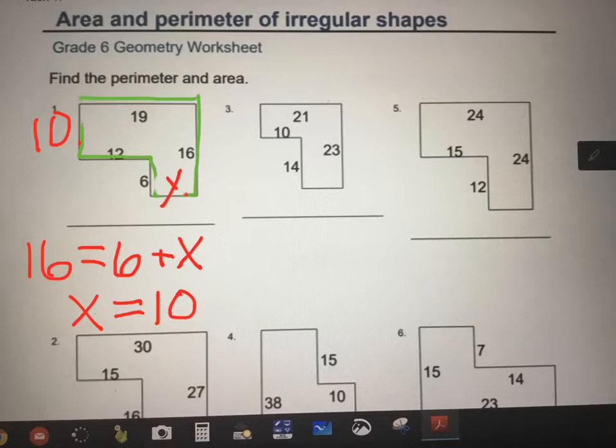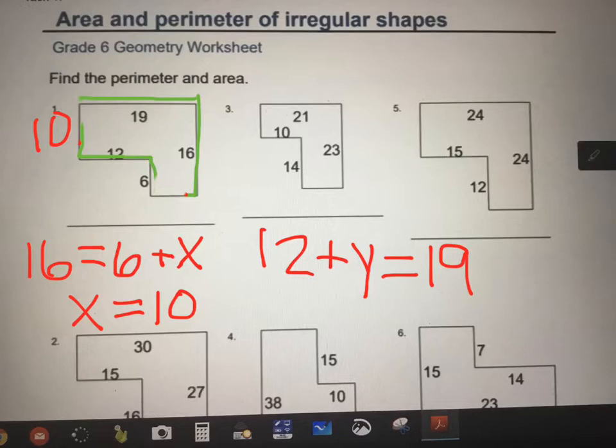Now we're going to do the same thing for our y. Now our y, though, we notice is going horizontal. So this side plus this side is going to equal this side. So 19 is going to be equal to 12 plus our y. So 12 plus y is going to equal 19. So our y is going to equal what number? Our y is going to equal 7.